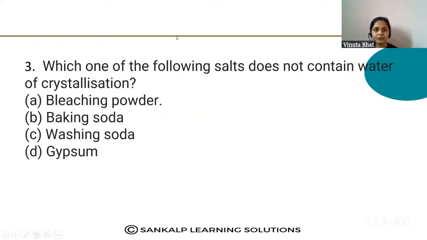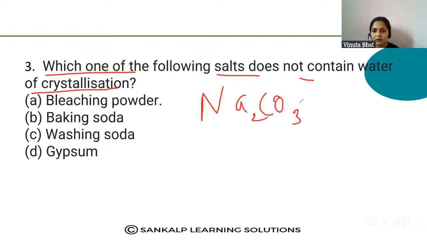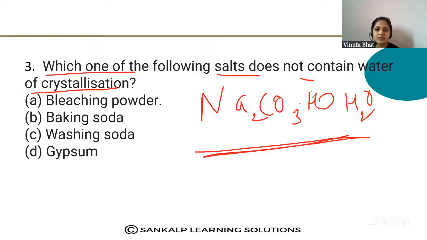Next question. Which of the following salts does not contain water of crystallization? Water of crystallization is present in the salt, but it is not in the wet form. That is called water of crystallization. For example, Na2CO3·10H2O, this is the washing soda, but this 10H2O does not appear wet in the sodium carbonate.